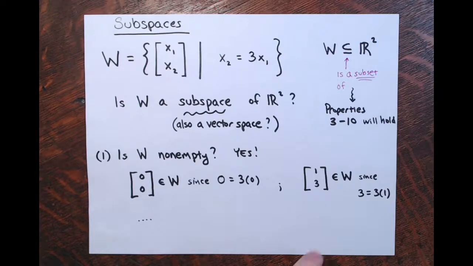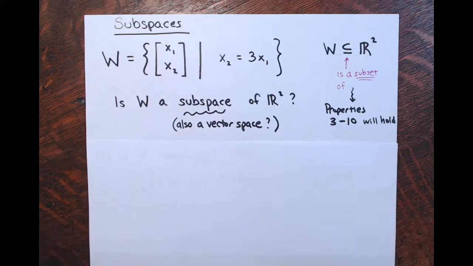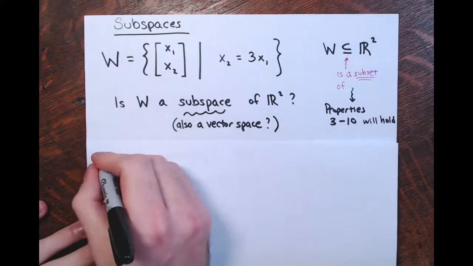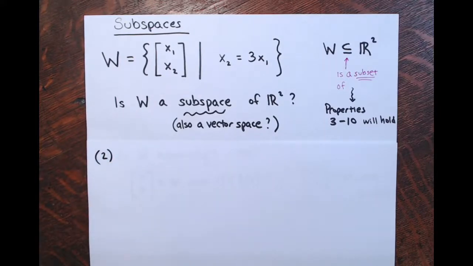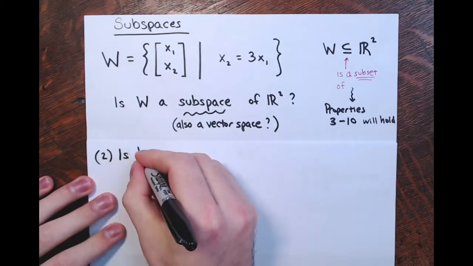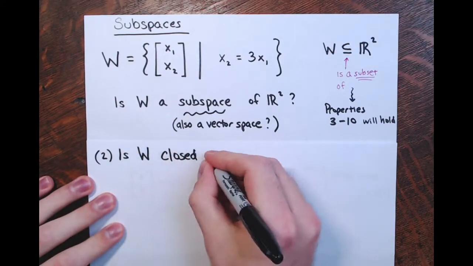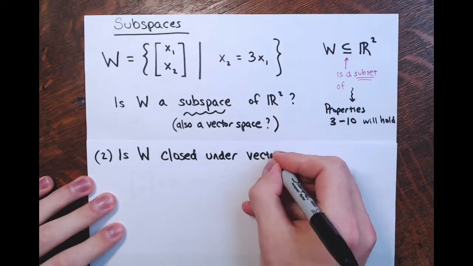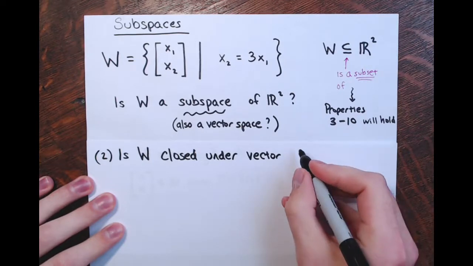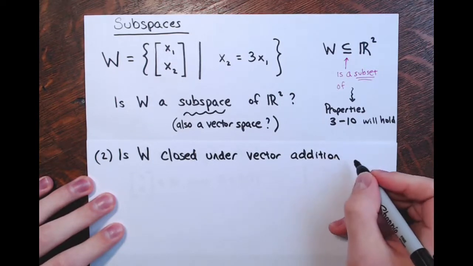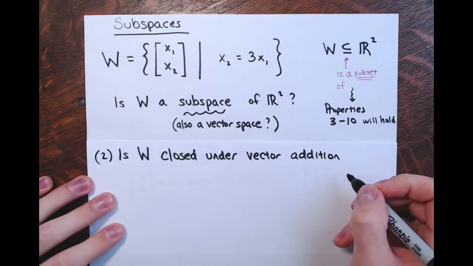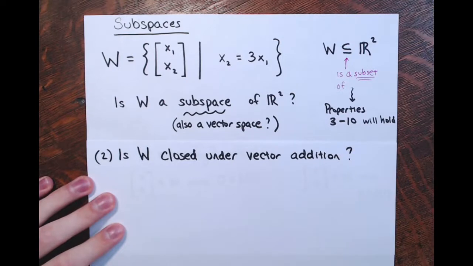So now we check, okay, properties 3 through 10 will hold because all these vectors are from R2, but what about the first two properties? What about those closure properties? Those are the only ones that aren't going to be inherited from the larger set R2. So the second question I need to answer is, is W closed under vector addition? And this is the typical vector addition, the way it's defined normally. Like I said, we'll see later in chapter 6 vector addition defined in some other way for some other set of vectors. But the question now is, is W closed under vector addition?